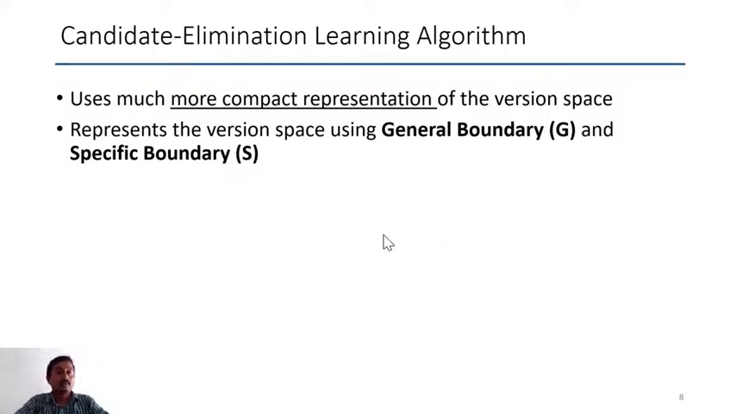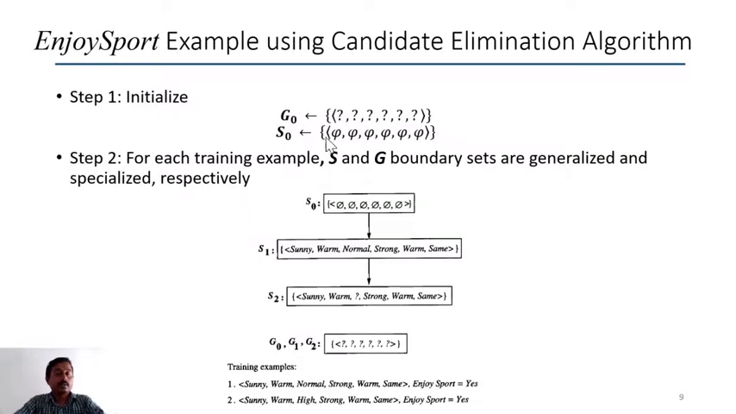Now we will study the candidate elimination algorithm. It uses a much more compact representation of the version space. For that it uses the concept of the general boundary, represented by capital G, and the specific boundary, capital S. These G and S are sets of hypotheses. We will study this algorithm through the EnjoySport example.